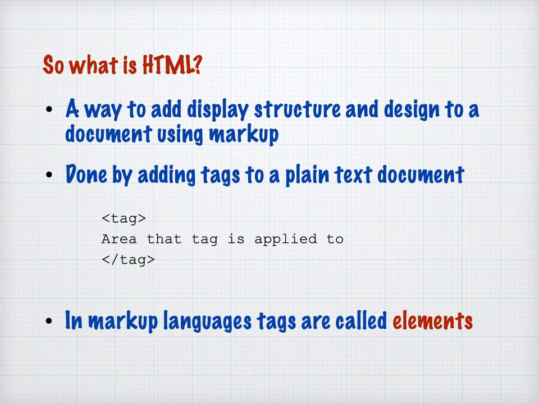And that's how we add structure and design to a document. We add tags to the plain text document, and more often than not, they are actually in this form. You can see we've got an opening tag, and then we've got a closing tag, and the closing tag is indicated with a /. Now, formally, these things are actually called elements in markup languages, but I'll just call them tags in this session.